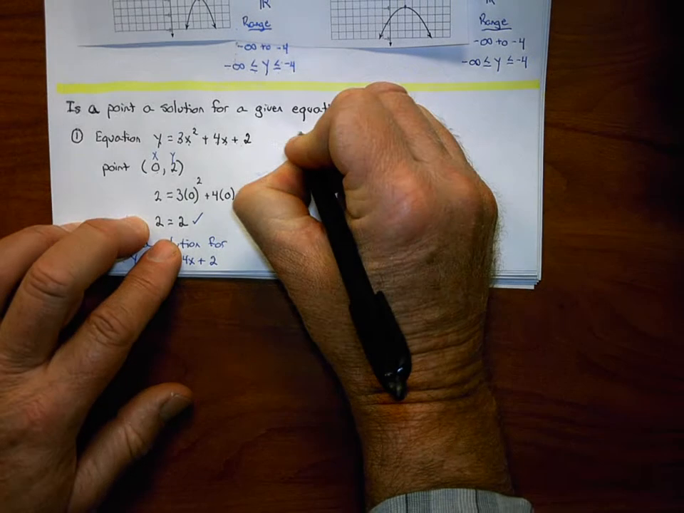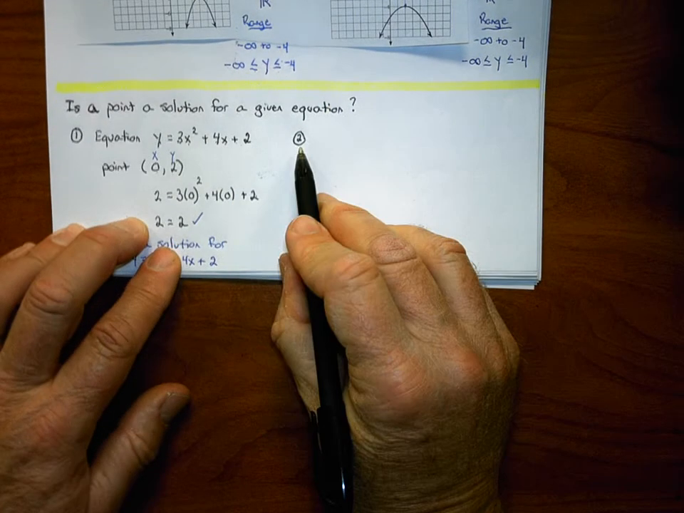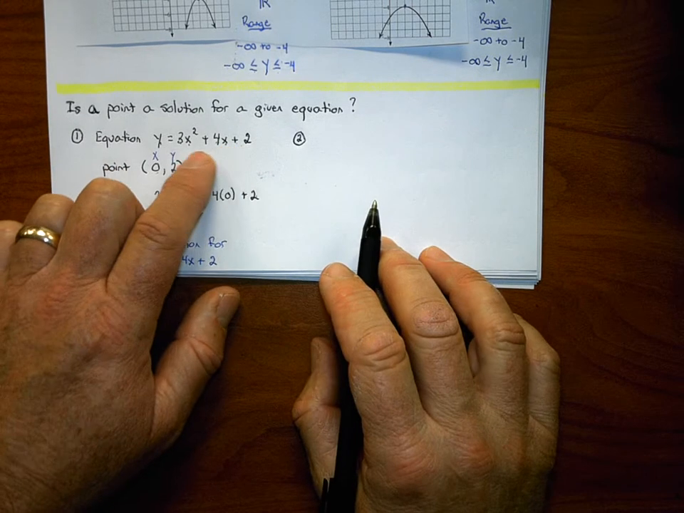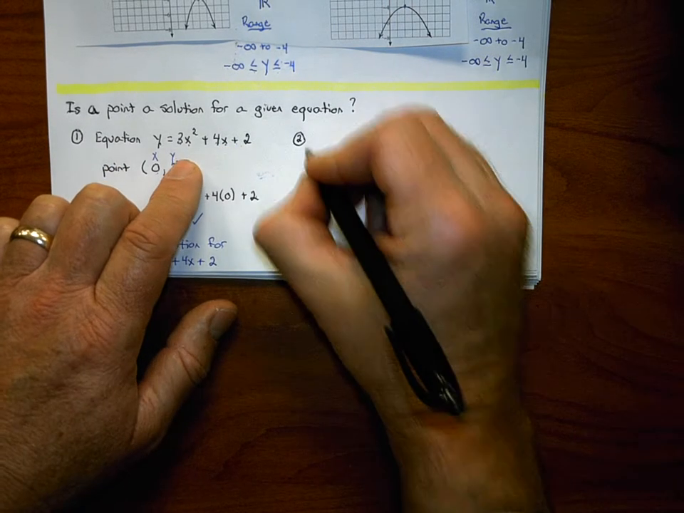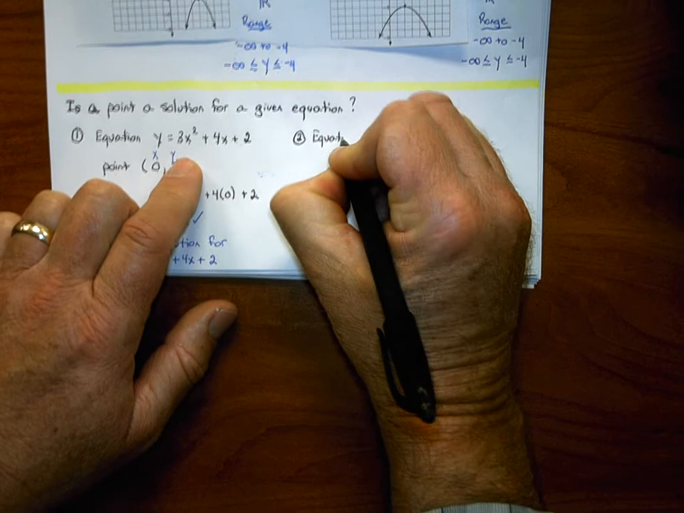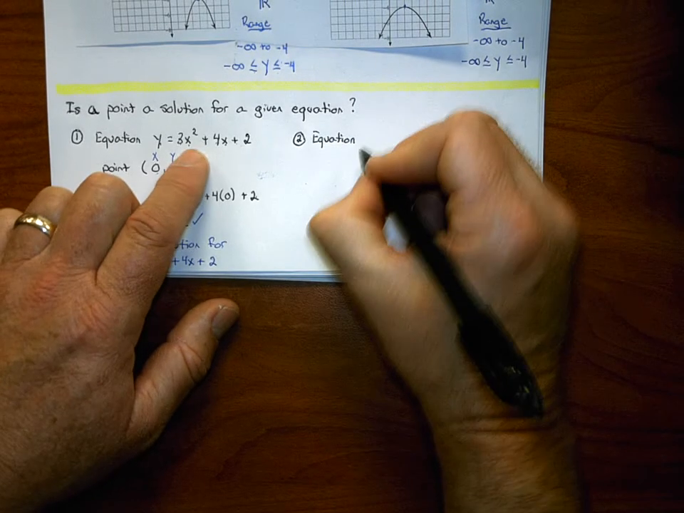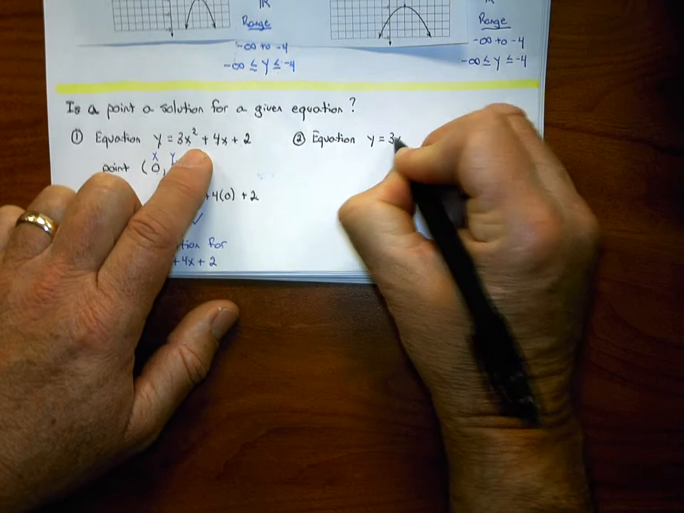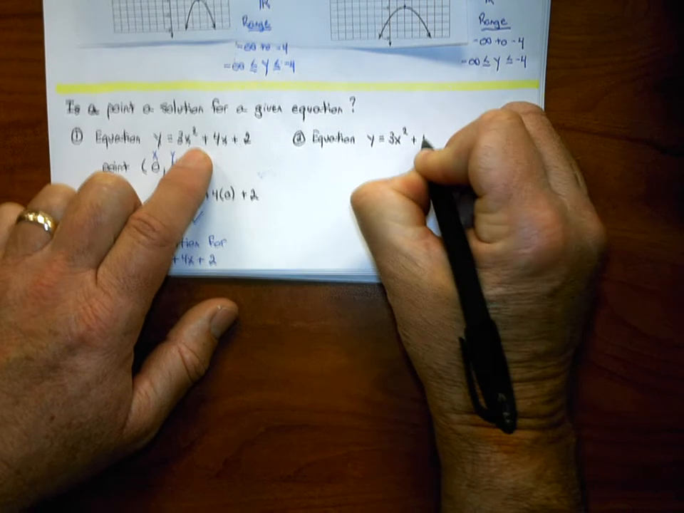Number 2. Do you want me to make up a new equation, or do you just want to use the same equation as number 1? All right, let's use the same equation. So number 2, here's my equation that we're going to use. I don't even have to think of a new one. So I have y equals 3x squared plus 4x plus 5.